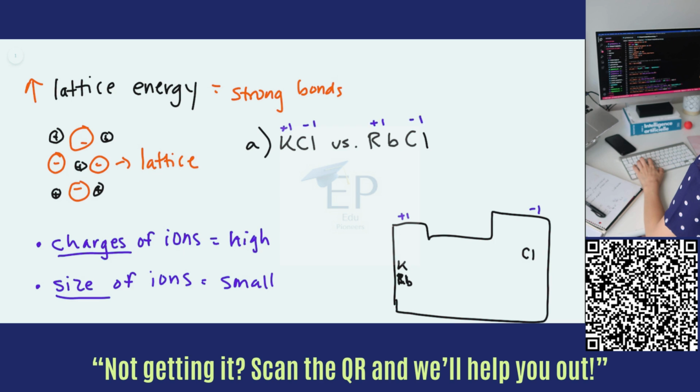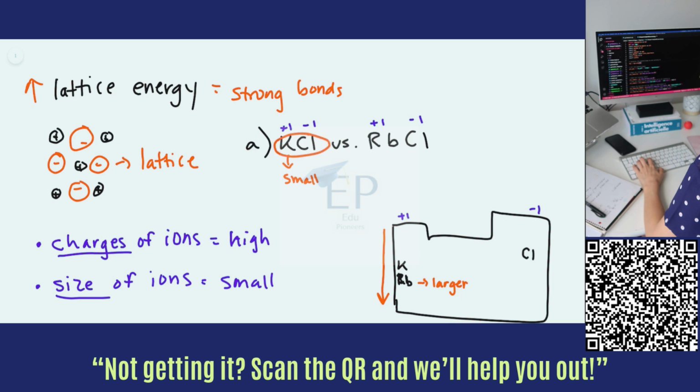So we can't really make a decision based off charge, so we need to look at the size factor. If we remember from our section on atomic radii, the size or radius of atoms gets larger as you go down the periodic table. So that means rubidium will be a larger atom than potassium. Since potassium is smaller, it will have better interactions with the chlorine, stronger bonds, and it'll create a higher lattice energy.